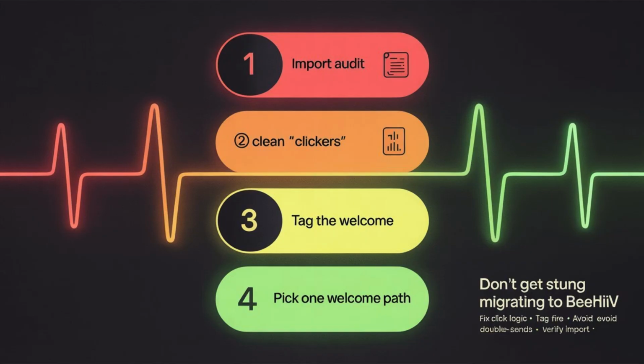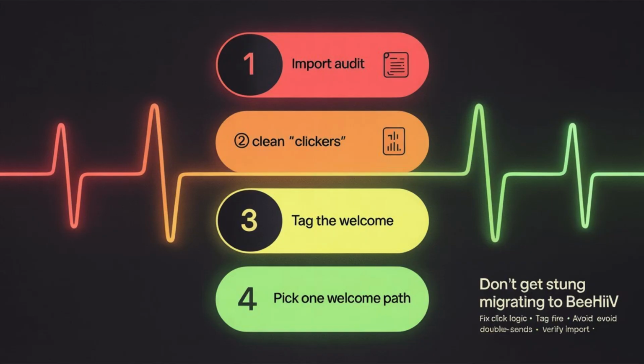So choose one path. If you're building a multi-email welcome automation, disable the single welcome email feature. And then, this is important, send yourself a few test signups to make sure new subscribers are only getting one welcome sequence. Now here's the pro move for your welcome automation. Tag everything.